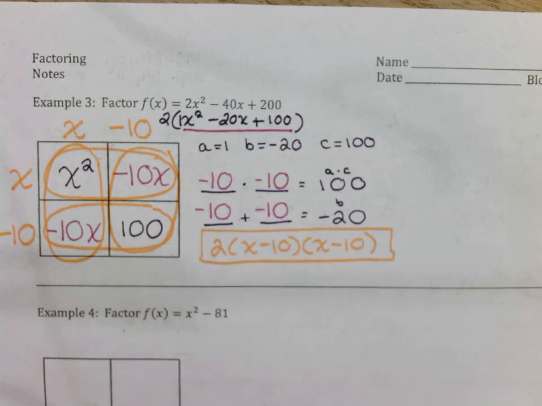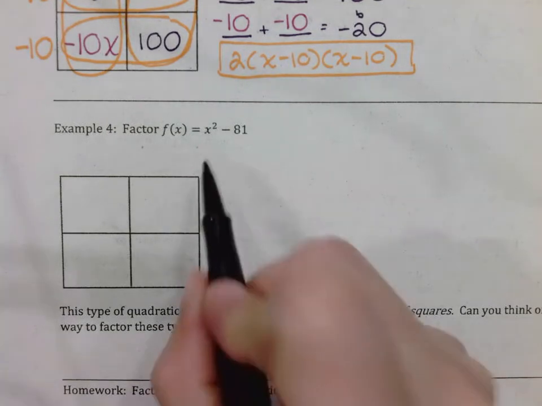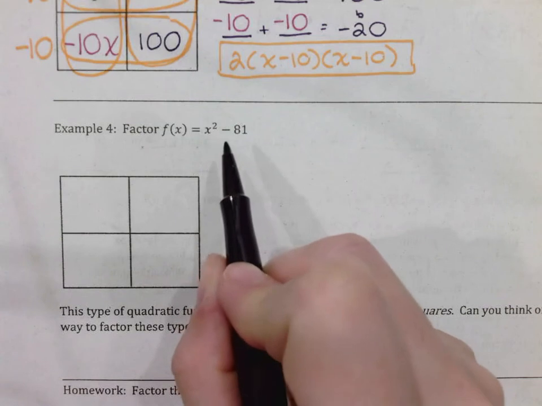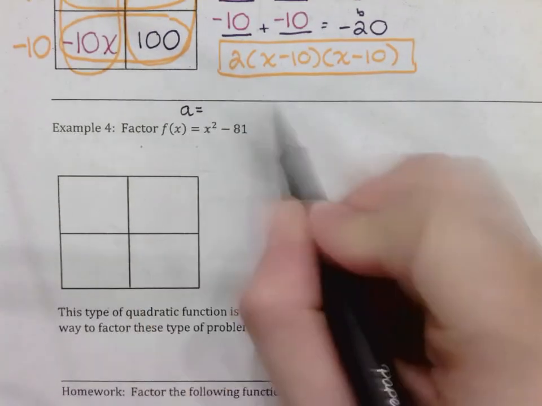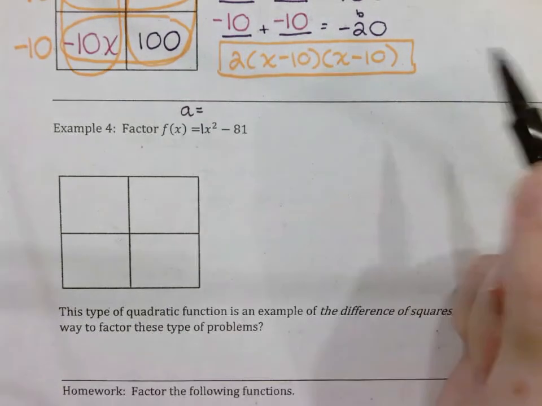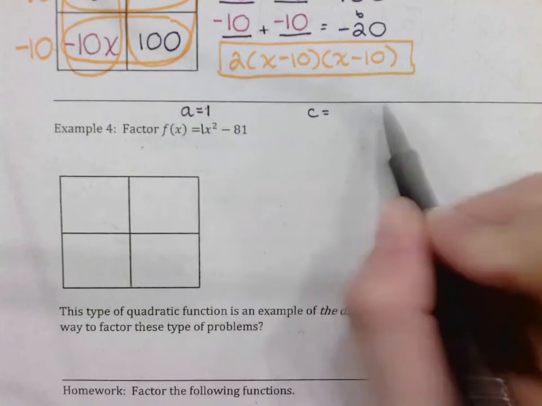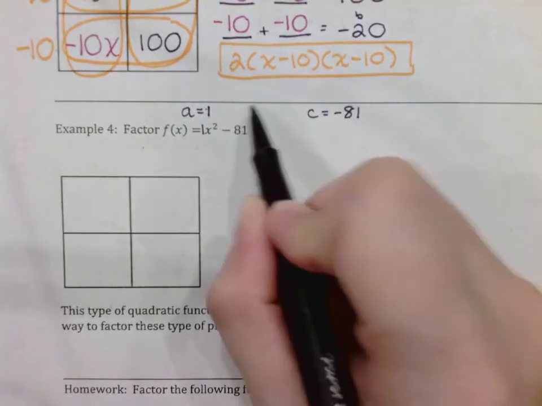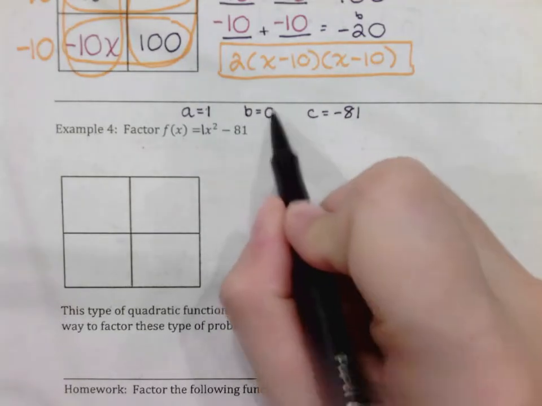Okay, let's look at this last example. Okay, so you may notice something a little different with this one. We're missing one of the terms that we're used to seeing. So you'll notice there's no x value, which means we don't have a b. We have an a. A is just equal to the 1 that's out front. And we have a c, that's negative 81. But we don't have that b value, so we can consider that to be equal to 0.